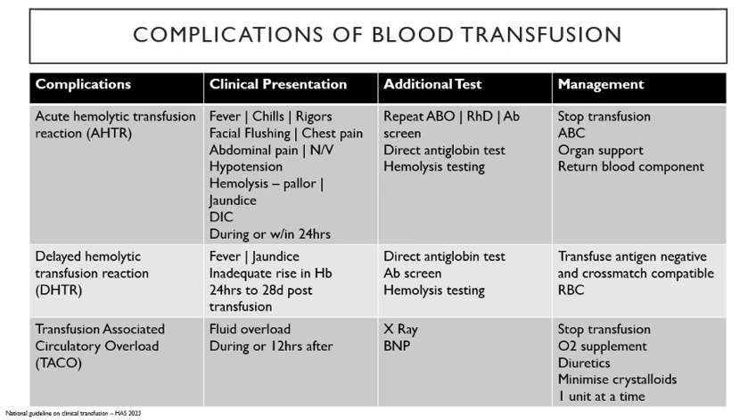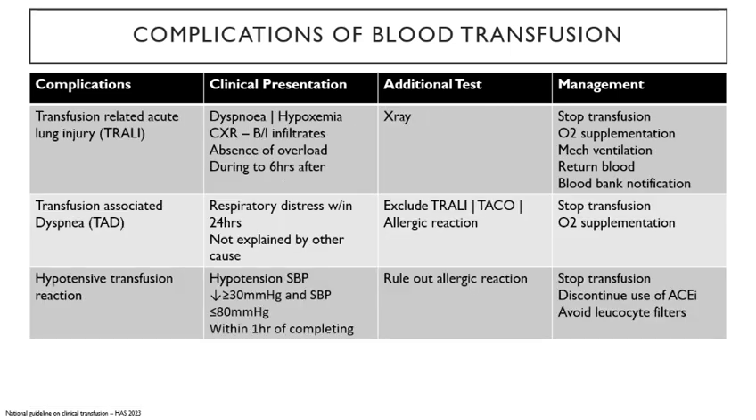Let's look at transfusion-related acute lung injury, otherwise known as TRALI. This presents with dyspnea, hypoxemia, or hypotension. X-rays usually show bilateral pulmonary infiltrates. This will be on the background of no circulatory overload. This can occur during or up to 6 hours after transfusion, management of which would be to stop the transfusion, provide supplemental oxygen, consider mechanical ventilation. Diuretics are usually not helpful in this situation.